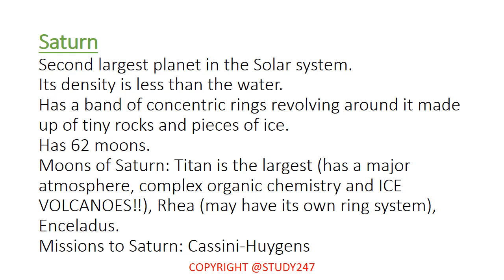Now about Saturn, the second largest planet in the solar system. Its density is less than water. It has a band of concentric rings revolving around it made up of tiny rocks and pieces of ice, and it has 62 moons. Titan is the largest one, with a major atmosphere, complex organic chemistry and ice volcanoes. Rhea may have its own ring system. Also Enceladus. Missions to Saturn: Cassini and Huygens.